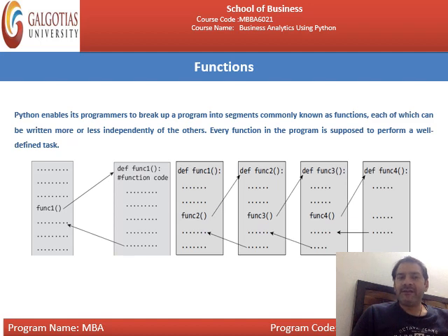When you call it like this, it will call this definition. Whatever statements or instructions are written here will be executed one by one. This is the definition of a function. And within the function 1 definition, you have called function 2.